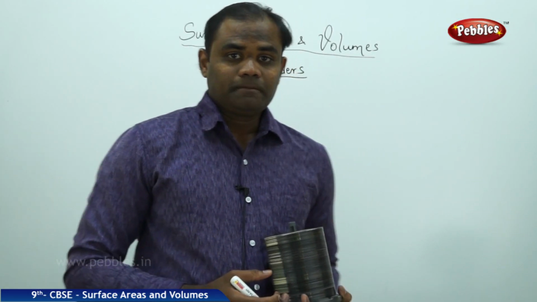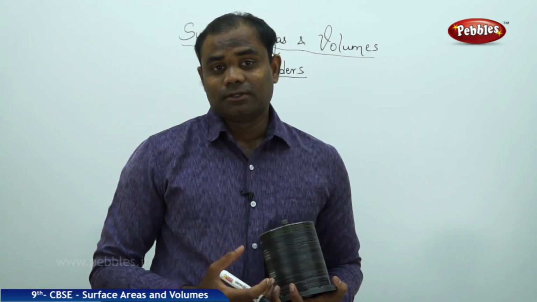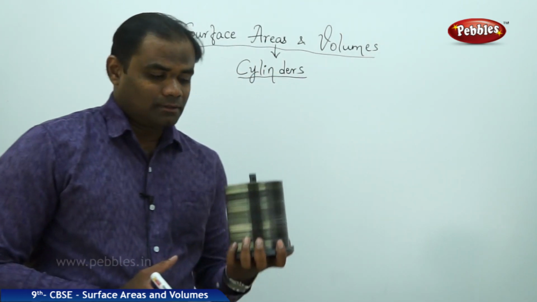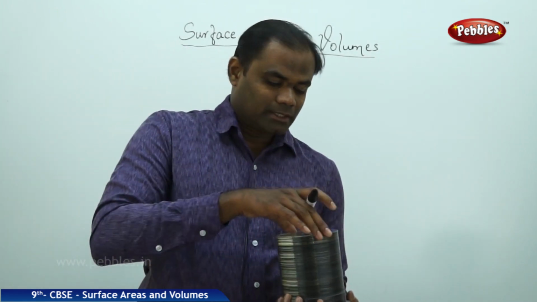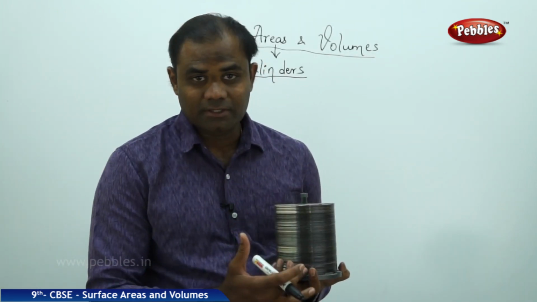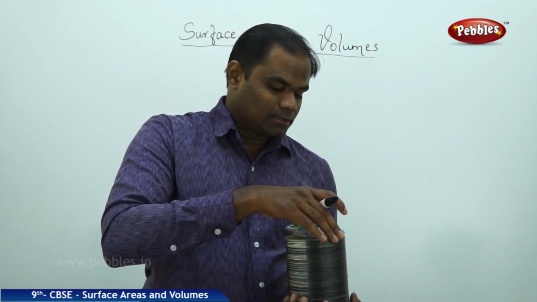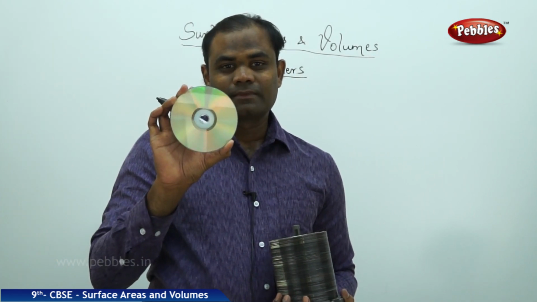This session is about cylinders. Now that we have discussed surface areas and volumes, let's now enter into understanding what a cylinder is. As we have seen in this real life model, this CD stand clearly has various different CDs lined out on the rod. Now if I take one CD out from this, it looks like a circle.